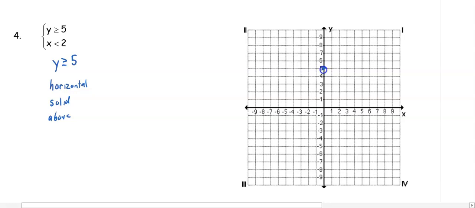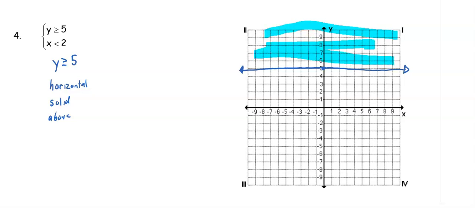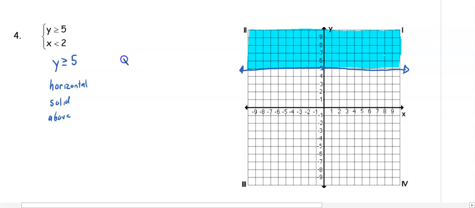So we're going to go to 5 on the y-axis. We're going to draw a solid horizontal line through that point. And then we are going to shade above our line. Our next equation is x is less than 2. So x's are always going to be vertical lines.